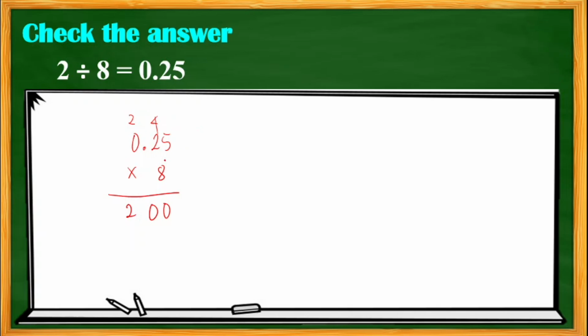And then count the number of decimal places. We have 2 in the first factor, and none in the second. So the number of decimal places is 2. So 1, 2. So we got the correct answer. 2.00 is equivalent to 2. So 25 hundredths is correct.